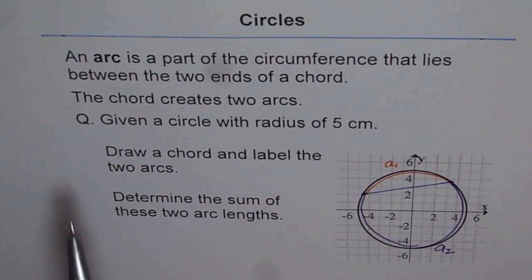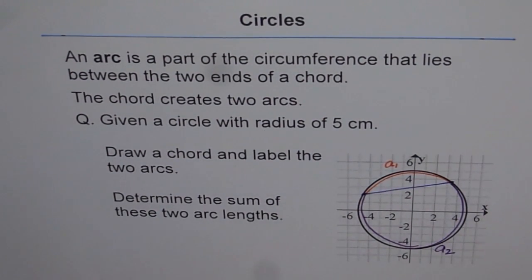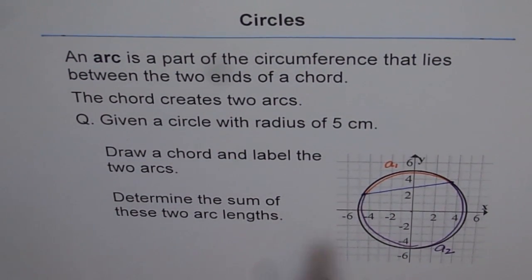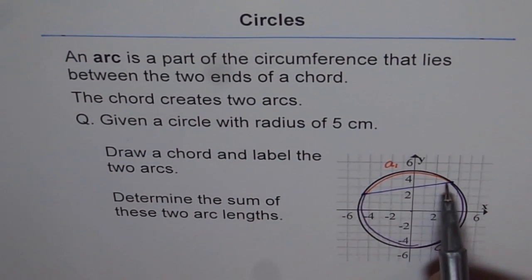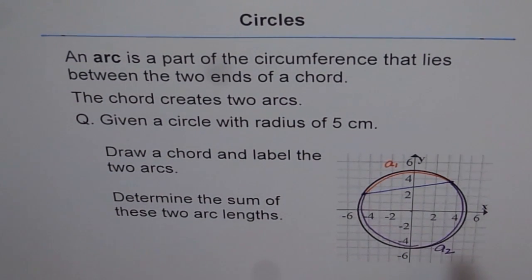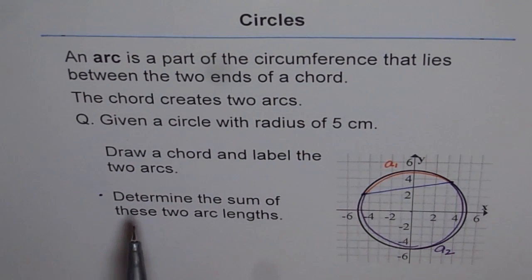And here is a question for you. Given a circle with a radius of 5 centimeters, so we have the circle with center at O and a radius of 5 centimeters. Draw a chord and label the two arcs. Well, that I have already done. You draw another chord, any way you like, and label the two arcs. You could write A1 and A2.